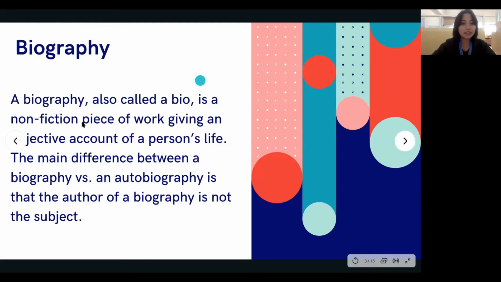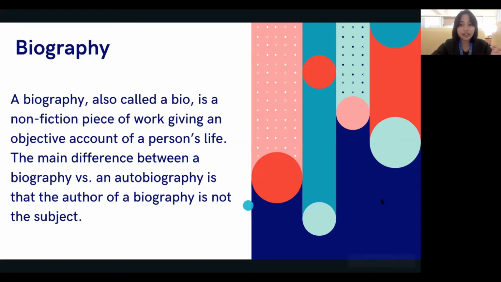Okay? So it is a non-fiction piece of work giving an objective account of a person's life. So, ibig sabihin, kung ano yung totoong nangyari sa buhay, yun yung kinukwento doon sa biography. Yun yung sinusulat sa biography. From the word objective, hindi to gawa-gawa lang. Hindi kailangan na maging subjective kapag nagsusulat ng biography kasi ang pinagkaiba ni biography at ni autobiography is that the author of a biography is not the subject. Kaya dapat maging objective tayo kapag nagsusulat ng biography.